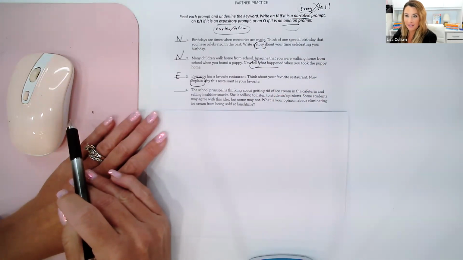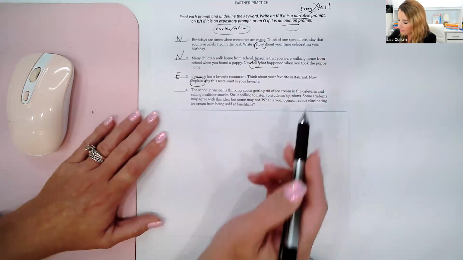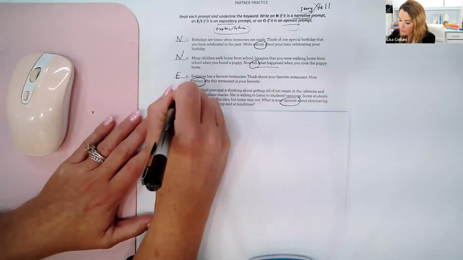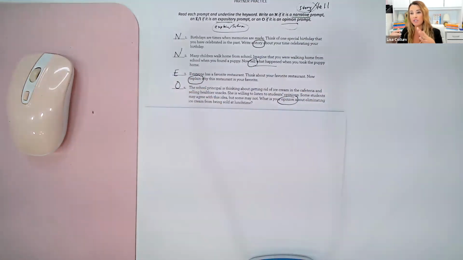I'll give you a couple of seconds. Yeah, you see the word opinion right here. That means this is an opinion prompt. So I'm going to put an O. All right, so I just wanted to start with showing you the different types of prompts you might see. Now, today's main focus is planning. So we're going to jump to planning because this is the most important part about writing an essay.